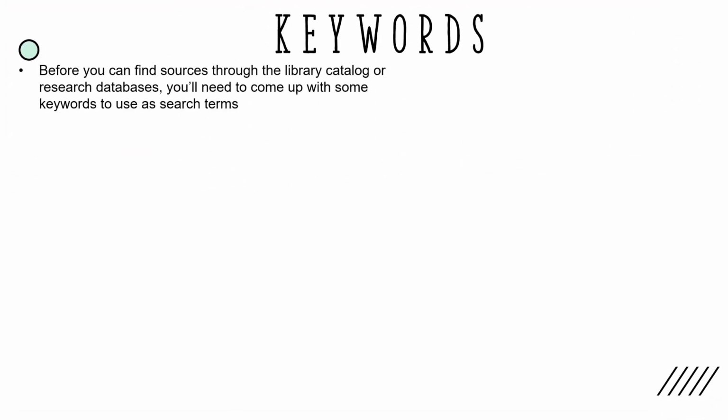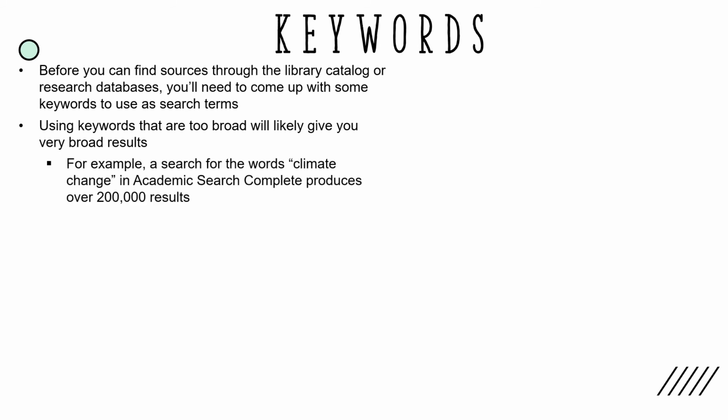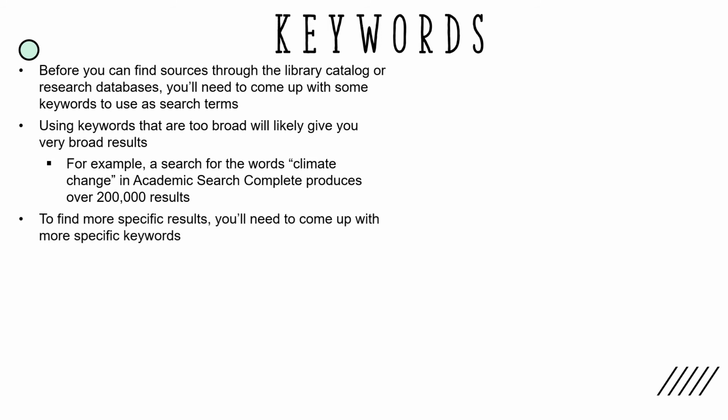Before you can get started finding sources through the library catalog or through the research databases, you'll need to come up with some keywords on your topic to use as search terms. Using keywords that are too broad in the search bars of catalogs or databases will likely give you very broad results. For example, a search for the words climate change in Academic Search Complete produces over 200,000 results. To find more specific results, you'll need to come up with more specific keywords.